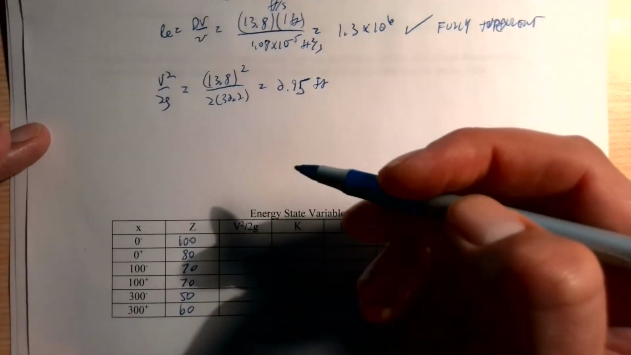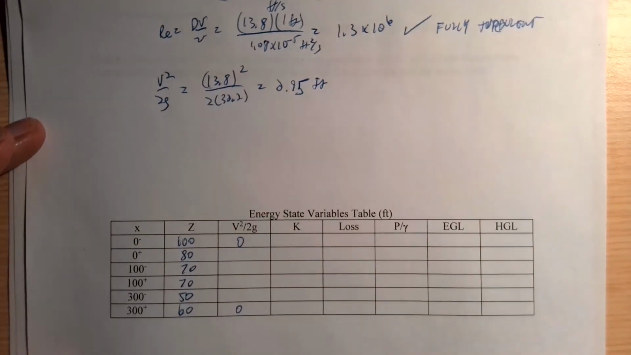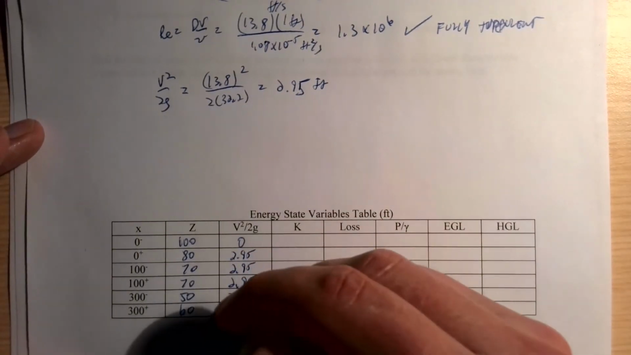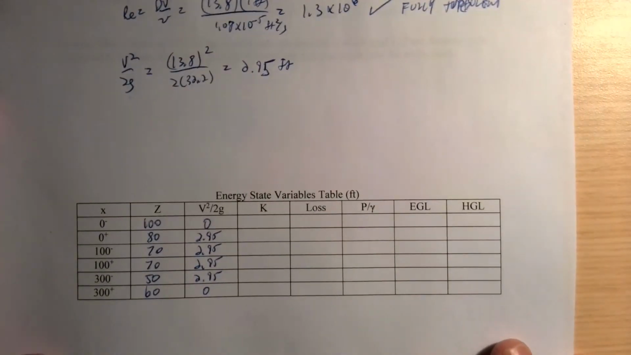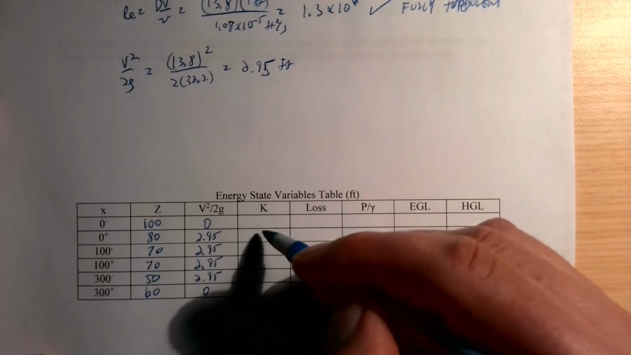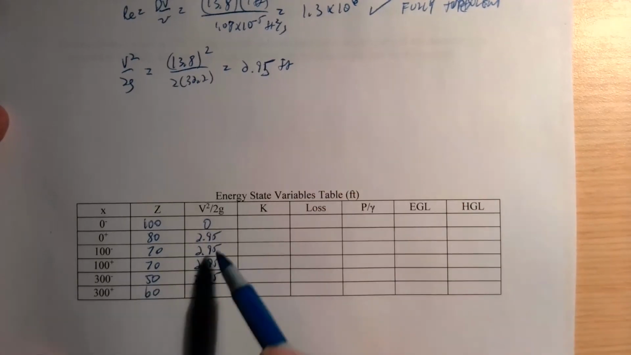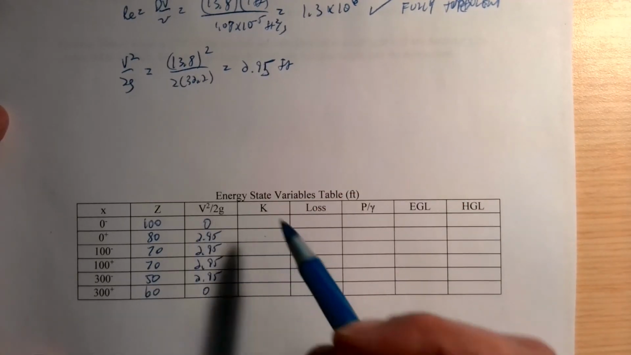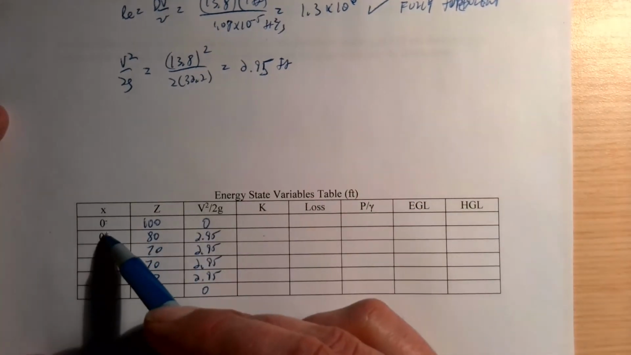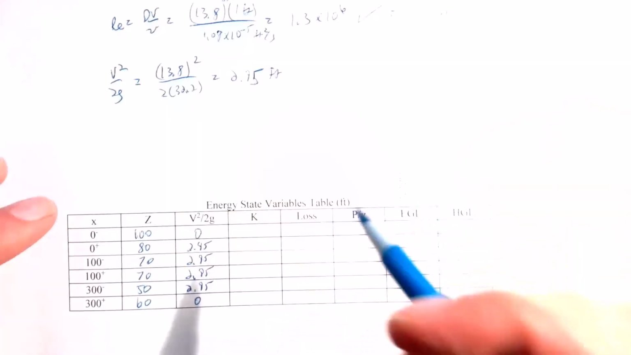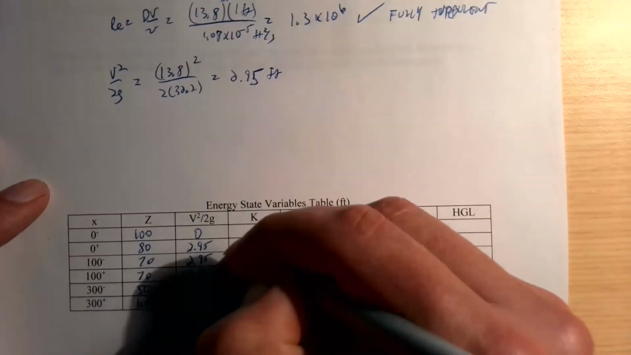So I start by writing my Z's. The velocity at the beginning and end, we said, is going to be 0 because you're inside the big tank, and in between it's going to be 2.95 at all those other points. And our K value there, I'm going to write on the bottom of these, since a minor loss happens between these two points, but I'm just going to use the bottom row to do it. So what is my K value here at 0? I've got that sharp entrance, so K is 0.5. And then here it's a 5, and so on. So my K value here is 0.5.